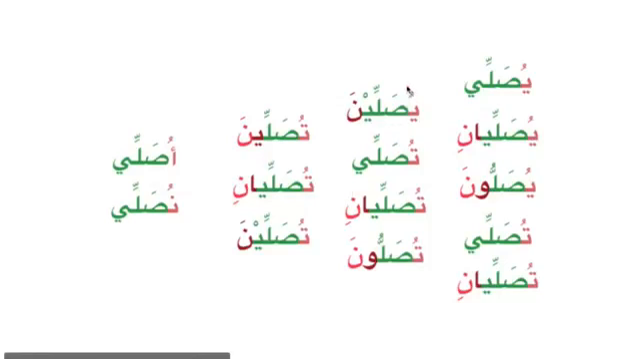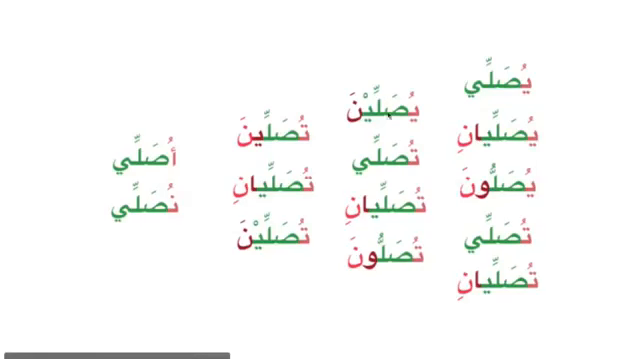So what do we say? Mudara. Yusalli. Yusalli. So we know how do you describe it? It is fa'il mudari marfu'un bi dammatil muqaddara. Yusalliyani, yusalluna. See, yusalluna. Sending prayers. So why do we have dhamma here? Because kasra and waw are not compatible. That's why we have dhamma.